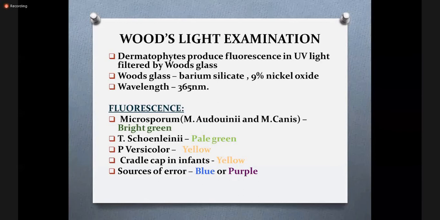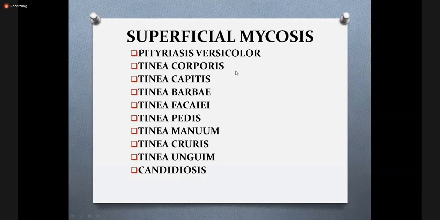Okay. Now, superficial mycoses include pityriasis versicolor, tinea corporis, tinea capitis, tinea barbae, tinea faciei, tinea pedis, tinea manuum, tinea cruris, tinea unguium, and candidiasis. These are all dermatophytic infections according to the site. For example, if the fungal infection occurs over the face, then it is known as tinea faciei. And over the scalp, this is tinea capitis. Corporis is fungal infection of the glabrous skin. We will discuss these in future slides.